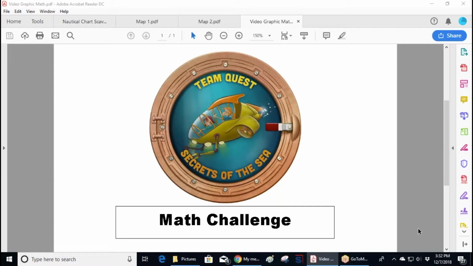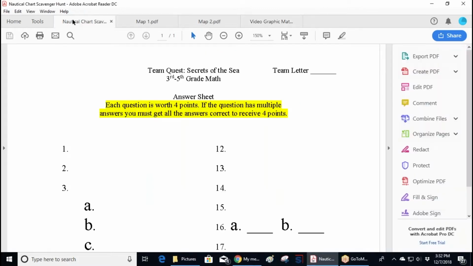It's time to put your heads together to solve some really fun and interesting math problems using navigational charts. Let's dive right in. This is going to be a copy of what your math challenge looks like.